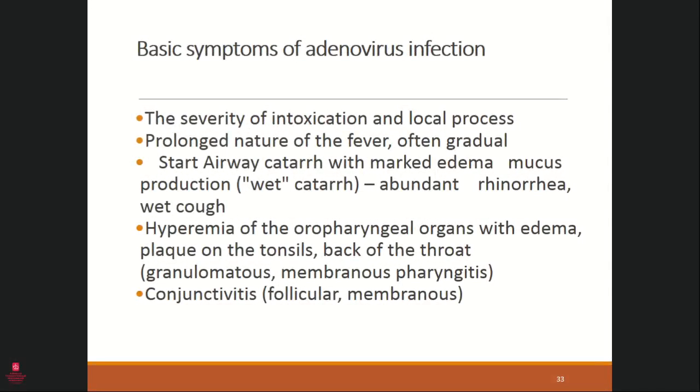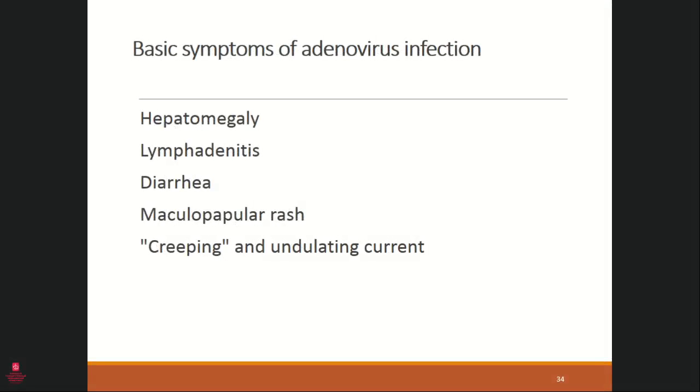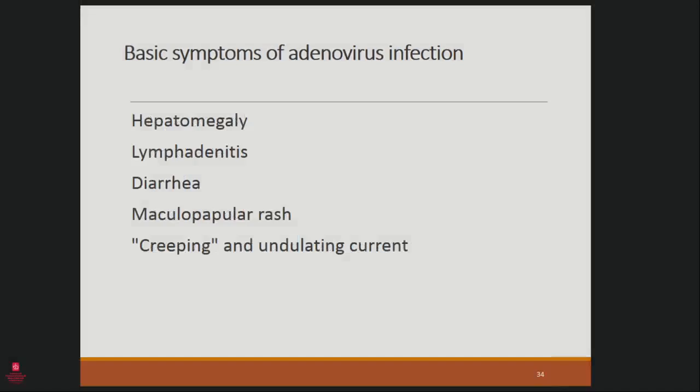Adenovirus infection is characterized by a gradual onset, low fever, and severe catarrhal symptoms: severe runny nose, conjunctivitis, wet cough, moderate sore throat, viral tonsillitis. In addition, adenovirus infection is characterized by an increase in the cervical group of lymph nodes and sometimes an increase in the liver, as well as a spotted rash.